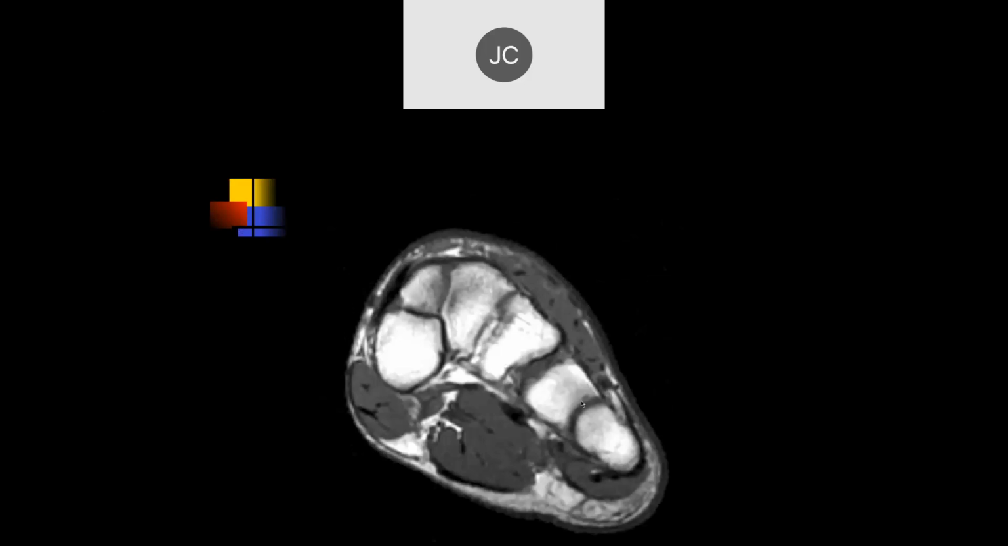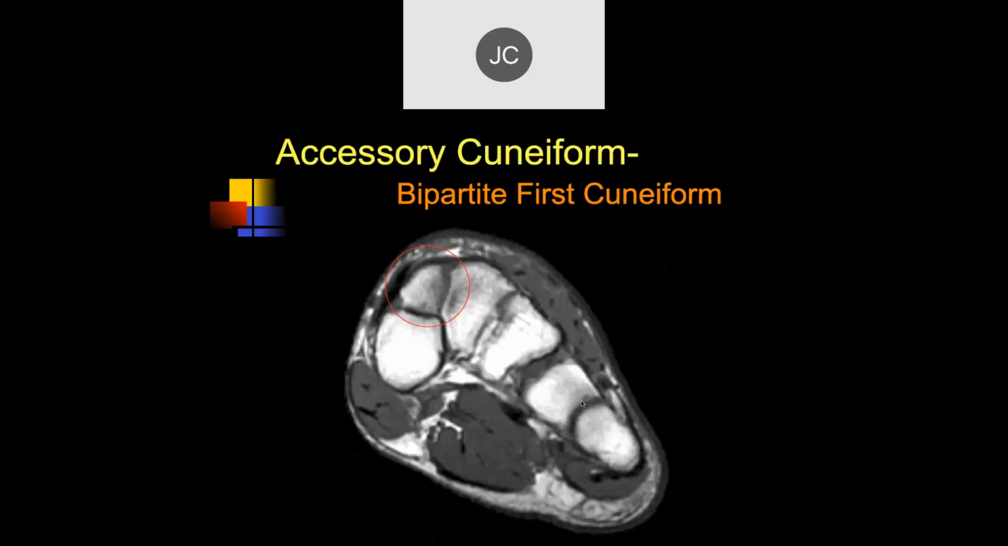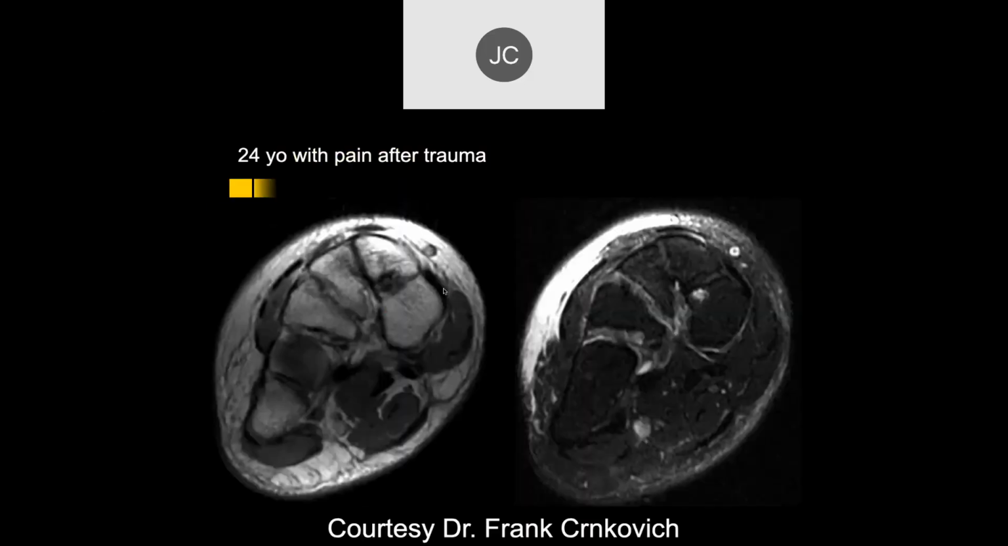Robert, what do you think of this? This is very tough. There's something here which actually is not normal anatomy. This is a bipartite first cuneiform. This is actually the first cuneiform, but you'd need all the images to really see that.